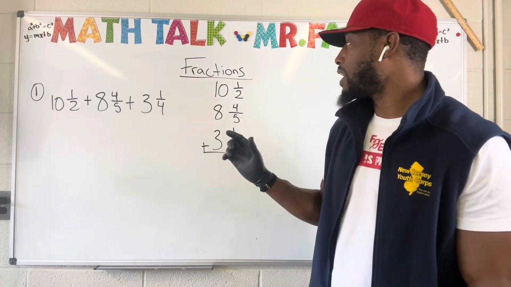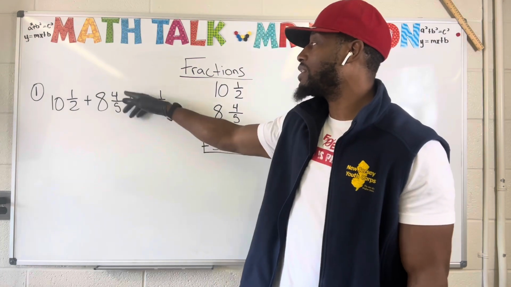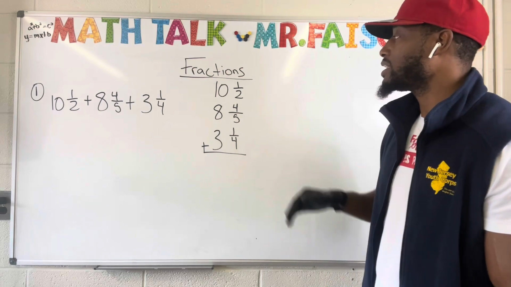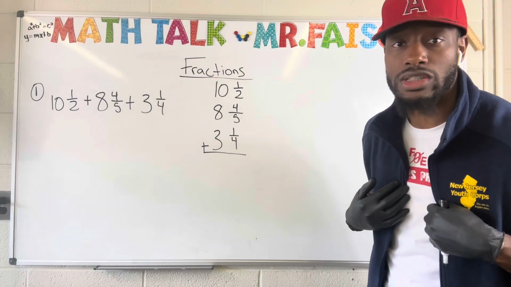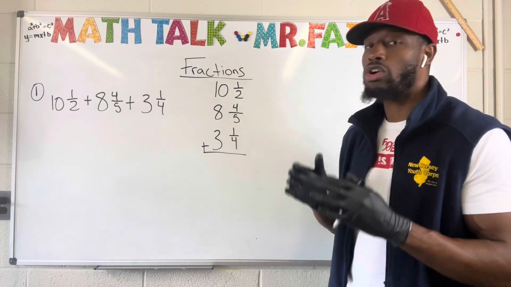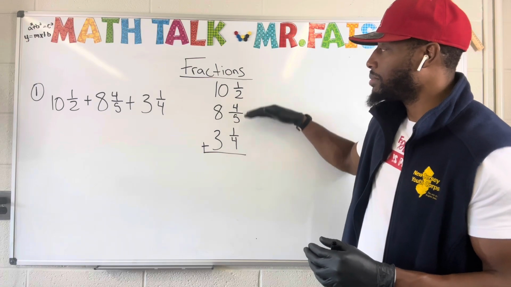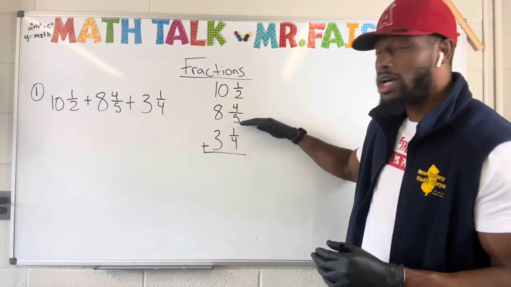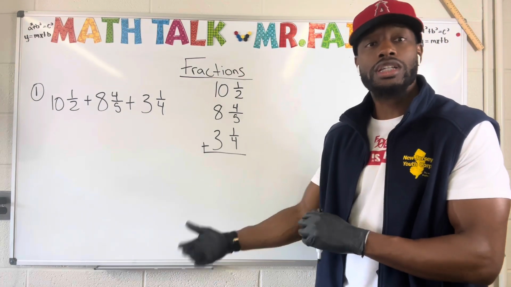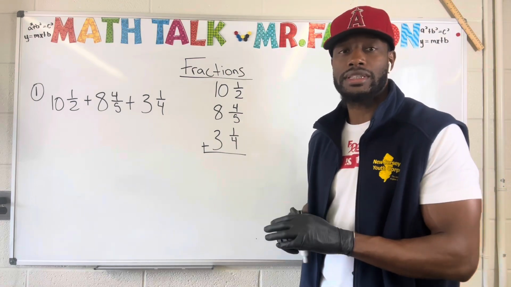So if we're looking at it, what we have is 10 and a half, we have 8 and 4 over 5, and we have 3 and 1 over 4, right? So me writing it down like this, like I said, it's easier for me to solve it this way. Whenever we're working with adding and subtracting fractions, the first thing we want to do is make sure all of our denominators are the same. Now looking here, we can tell that all the denominators are not the same. This is a 2 right here, this is a 5, and that's a 4. So what we got to do is find the LCM of these three numbers so that we can get the least common multiple, and we can get our denominators the same.